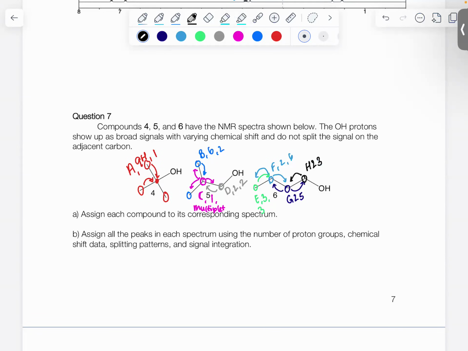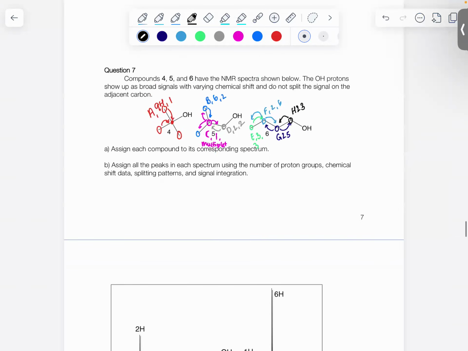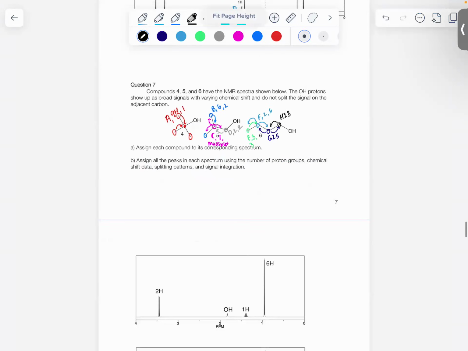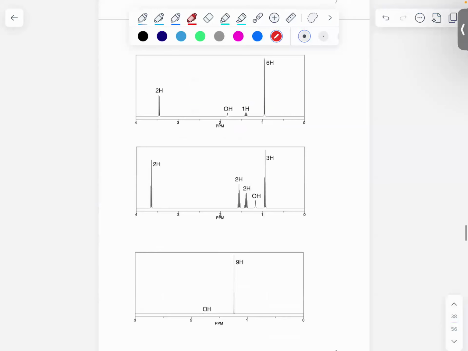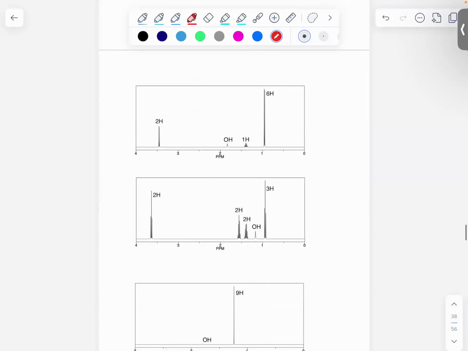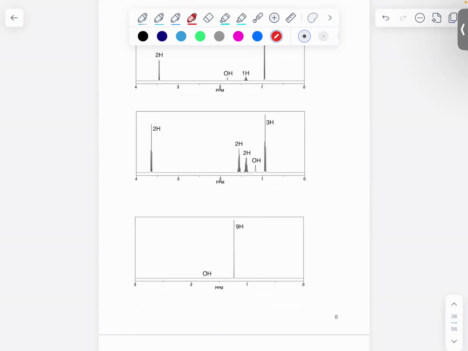So now we have all of these signals assigned. We'll look for the NMRs that match what we have drawn out. And then also we will have all of our hydroxy groups. So compound 4 will be the easiest to assign because it should be just one giant signal. And lo and behold, we have one giant signal. So this is compound 4, and this is signal A.